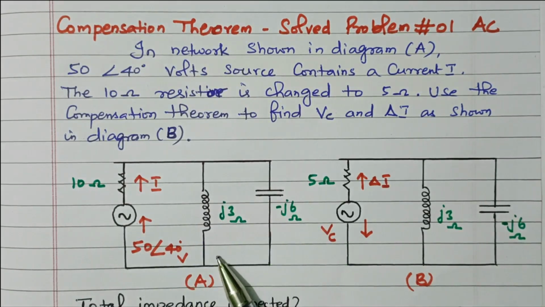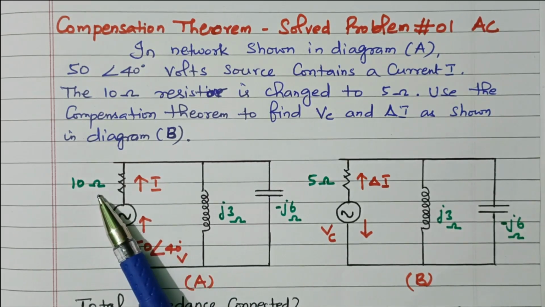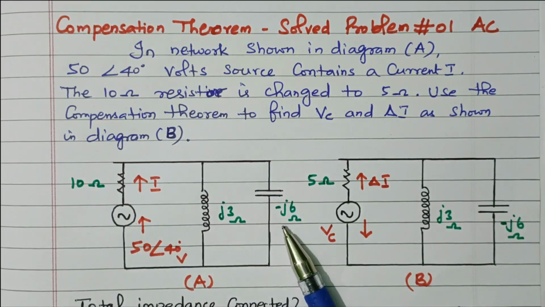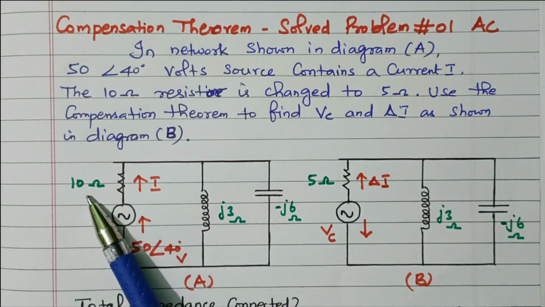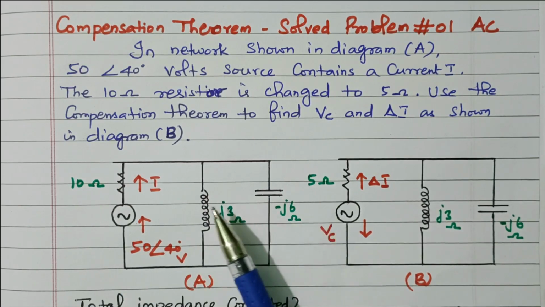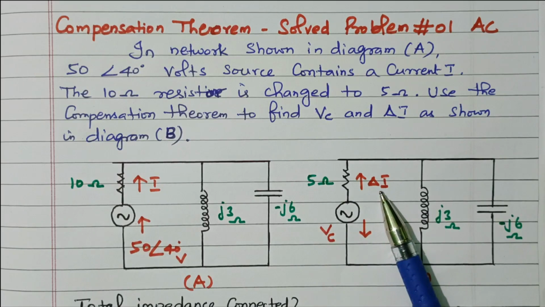So this is the network A. It contains the voltage source 50 volt with angle 40 degree. Here one 10 ohm resistor is available, one inductor j3 and one capacitor minus j6. In this, the 10 ohm resistor is changed to a 5 ohm resistor. So due to that, the current I in the network A is changed by delta I.